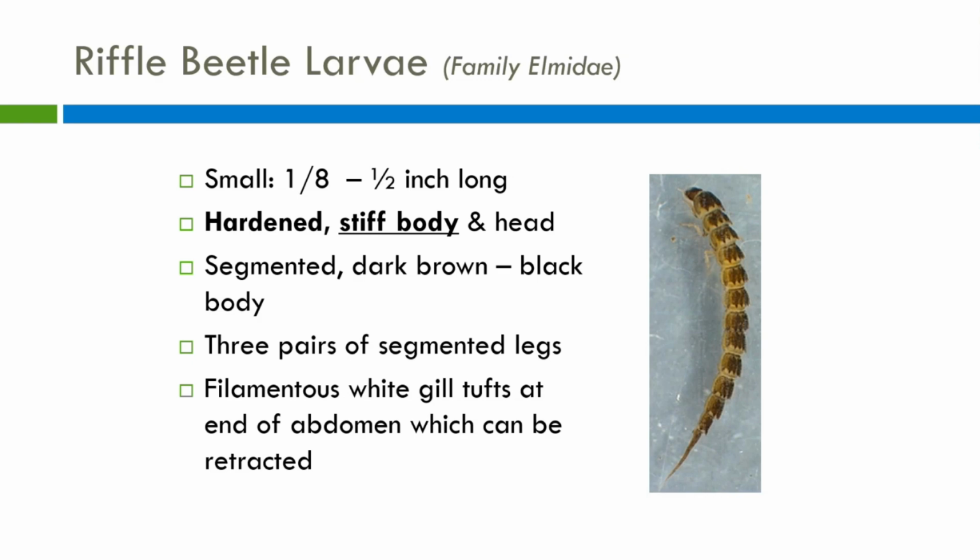Sometimes you'll see some gills poking out the end of the body here. But generally, they'll just be a little tiny comma. They do have 3 pairs of segmented legs along the thorax. So we have the head capsule, 1, 2, 3 segments of the thorax, each with a pair of segmented legs, and then the rest is the abdomen.